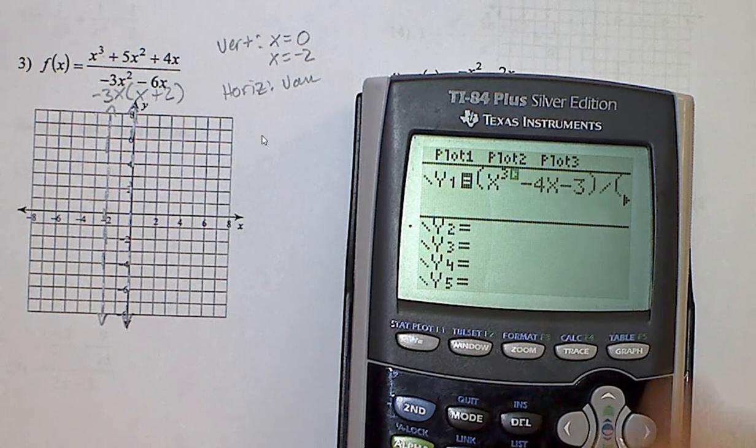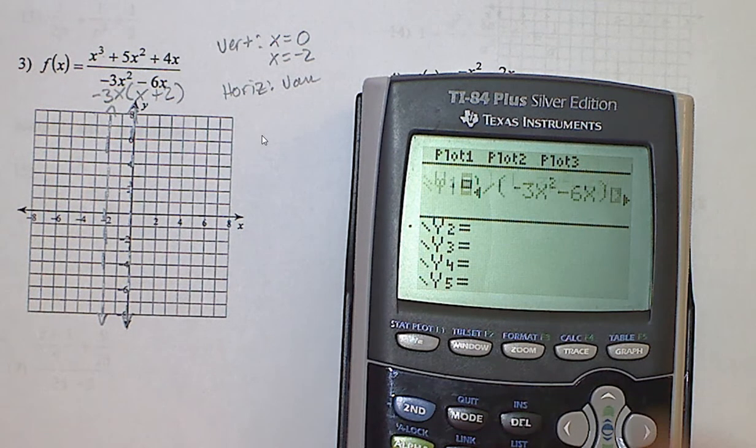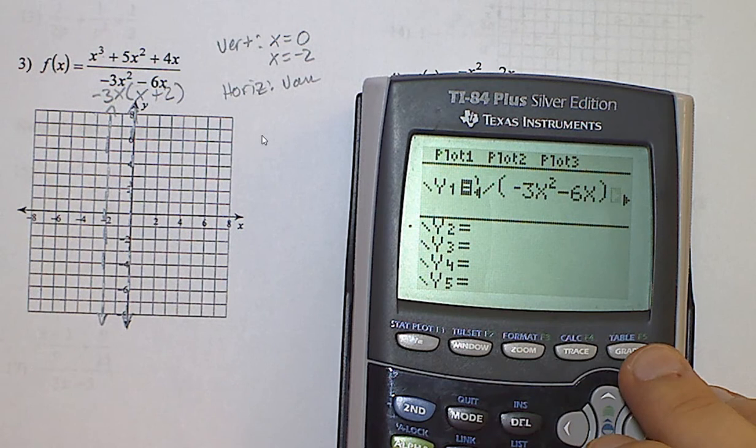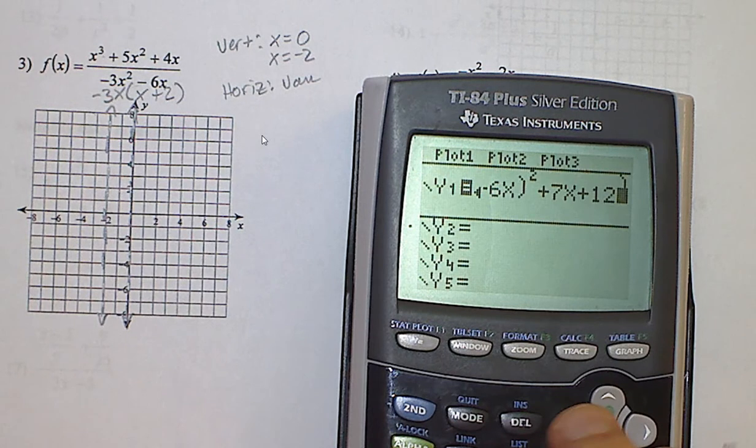So I'm going to do x cubed plus 5x squared plus 4x, all in parentheses, divided by, in parentheses, -3x squared minus 6x, close parentheses. I just used my window, so it should be set to a pretty standard setting. Hit graph. Oops. I have a syntax error. Where's my syntax error? Oh, there it is.